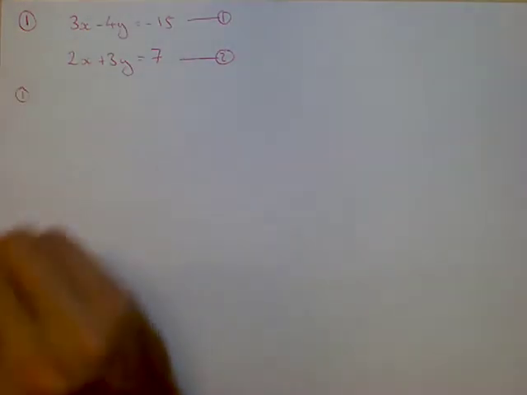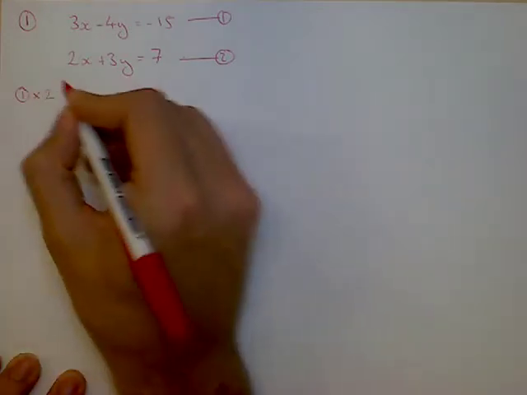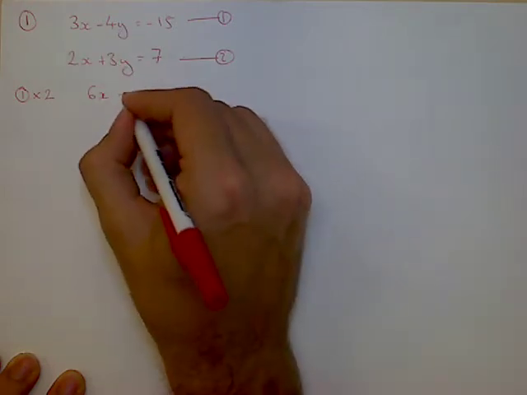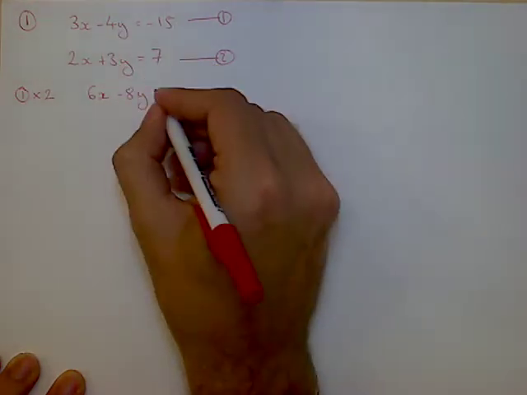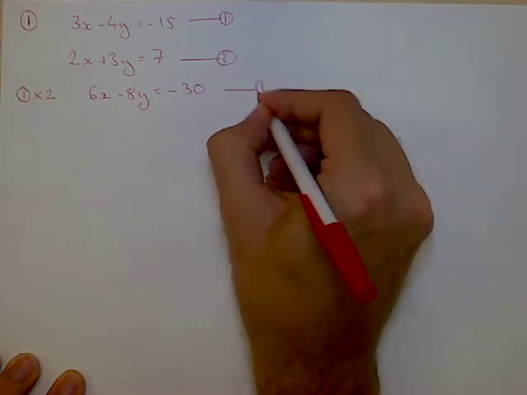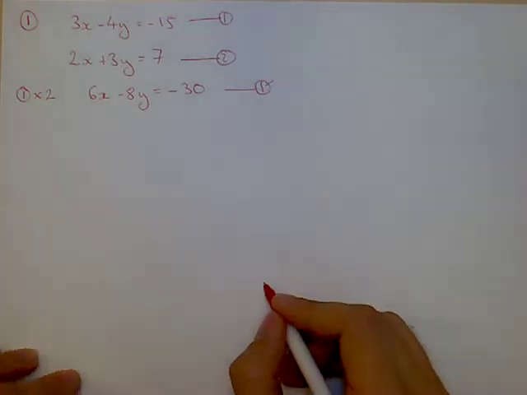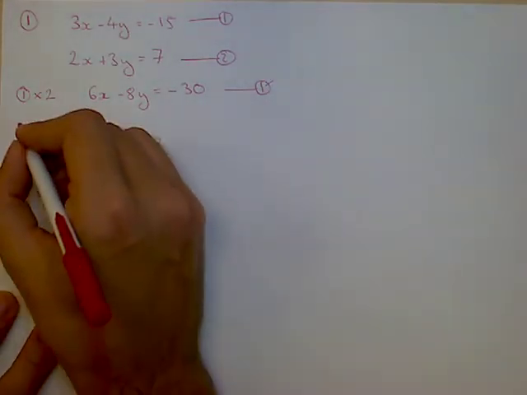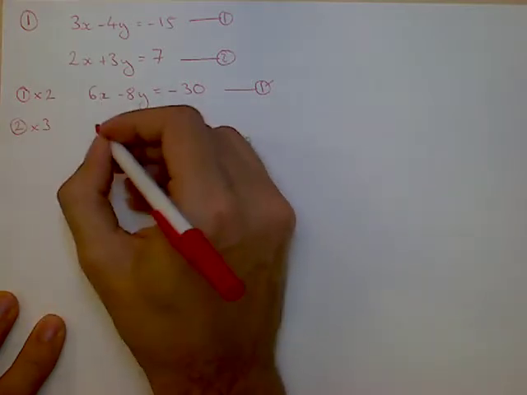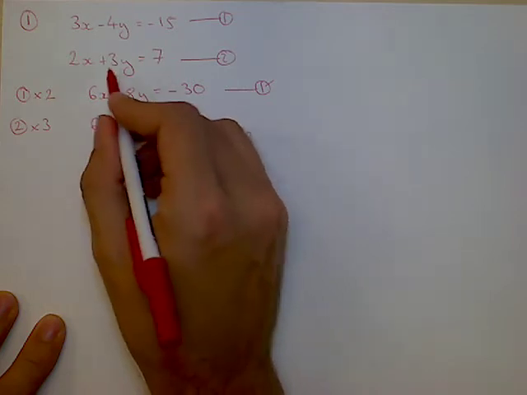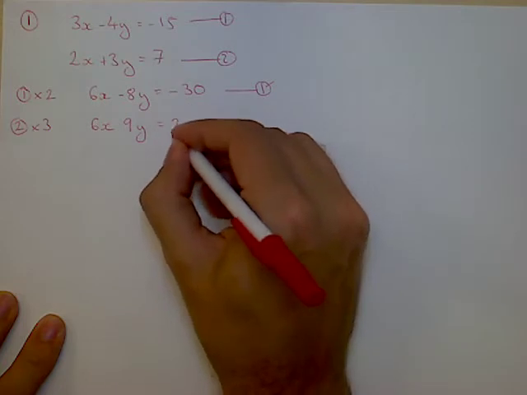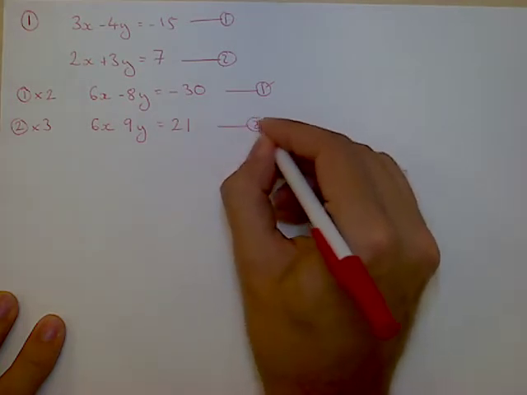We'll take equation 1 and we're going to multiply it by 2. That then gives me 3x times 2 is 6x, minus 4y times 2 is minus 8y, and then minus 15 times 2 is minus 30. I'm going to call that the modified equation 1, so a little dash there to show that it's been modified in some way. Then I'm going to take equation 2, and I'm going to multiply that one by 3. So 2x times 3 is 6x, 3y times 3 is 9y, 7 times 3 is 21. So that's my new equation 2.